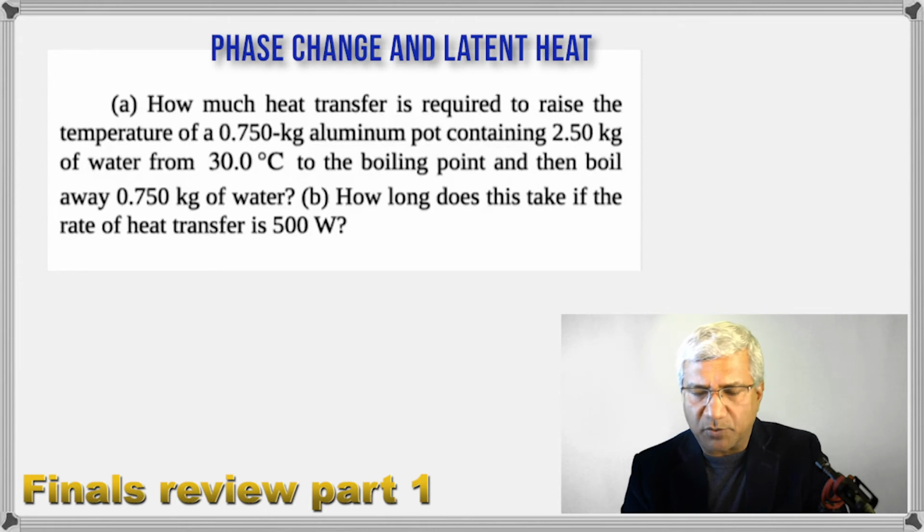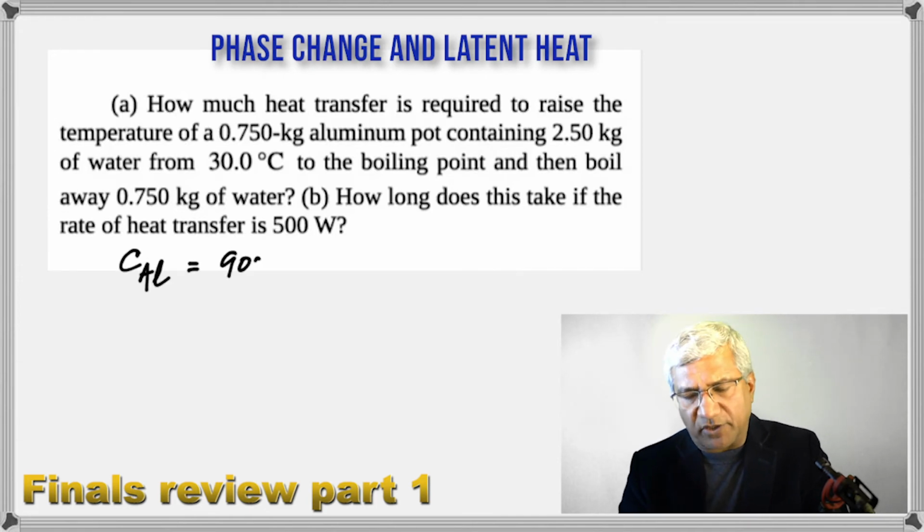Okay. So what are we trying to do? We have 2.50 kilogram of water in an aluminum pot, and both are at 30 degrees Celsius, and we have to boil the water. So bring it to the boiling point and then boil off 0.750 kilograms. Right? So we don't have to boil off the whole water, we just have to boil away 0.750 kilograms of water. So how do we do this?